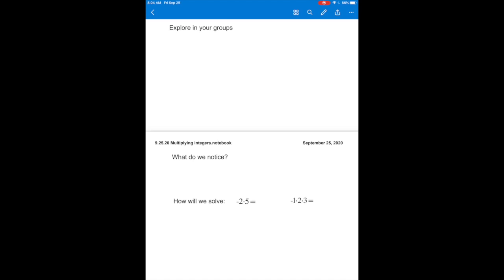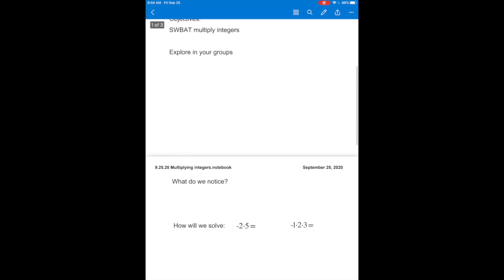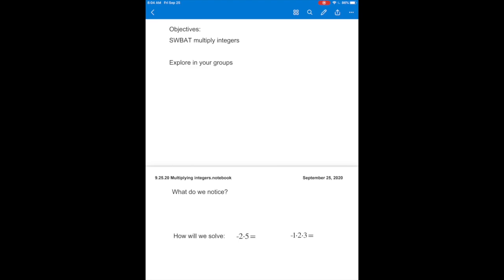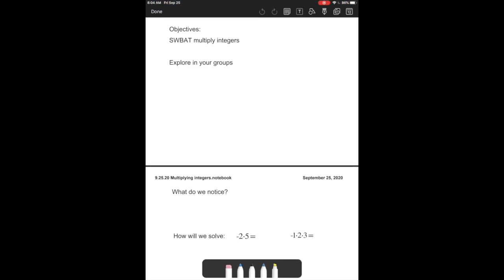All right, the one thing that the discovery activity doesn't talk about, right? It first talks about if we have the same signs and they're both positive, if we're multiplying 4 times 2, the answer is positive, right? What we don't talk about is what happens when I take a negative times a negative.